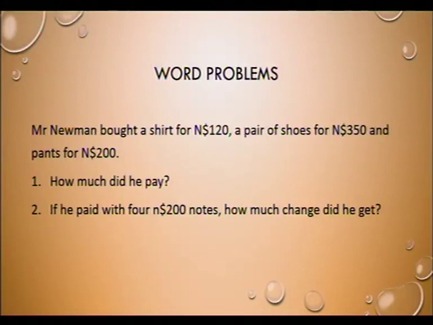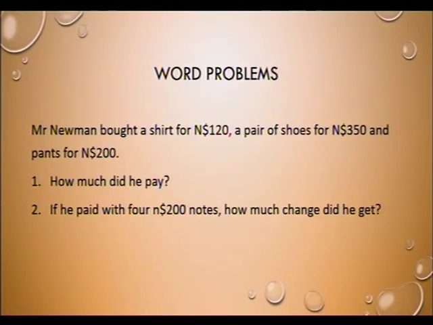When it comes to word problems, first I have to read. Here I have to read with understanding. Mr. Newman bought a shirt for $120, a pair of shoes for $350, and a pen for $200. My first question here is, how much did he pay? So, what is asked from me and what information do I have? The information that I have is he bought 3 different items for 3 different prices.